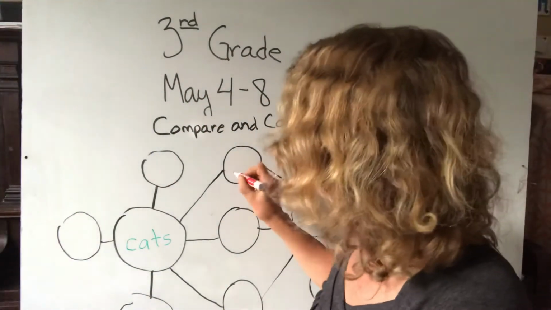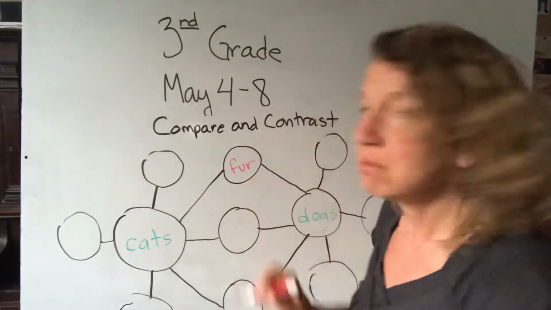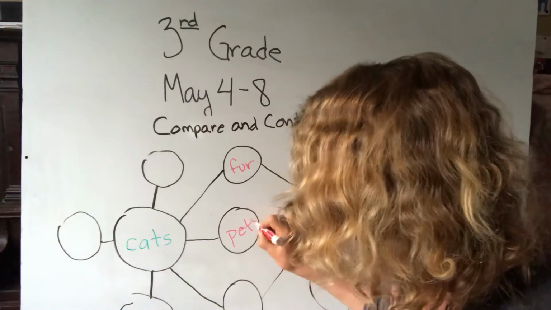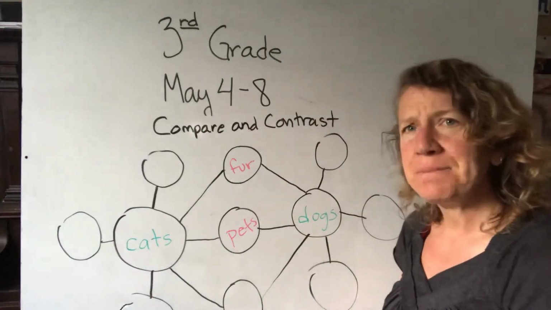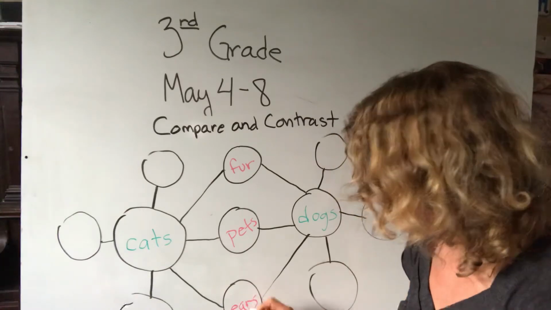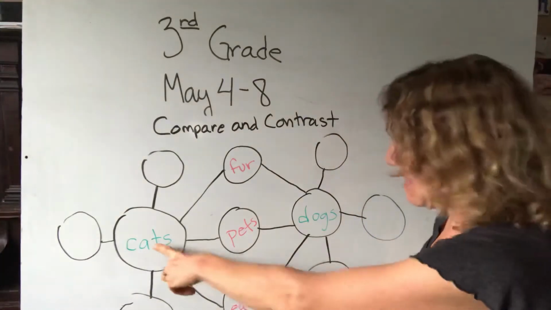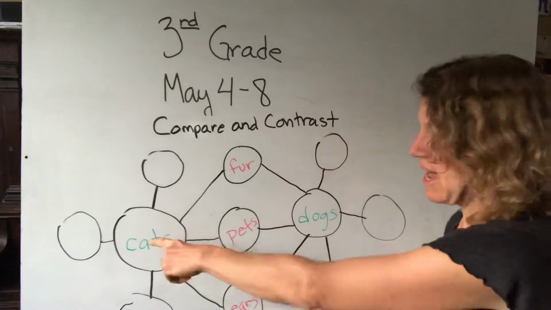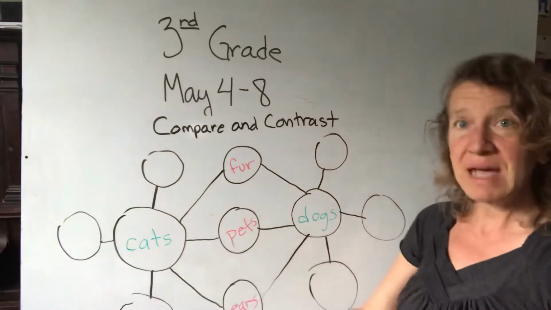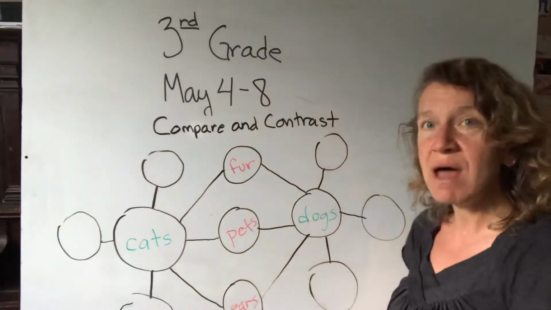They have fur. They are pets. And let me see. They have ears. Cats have ears and dogs have ears. Cats are pets and dogs are pets. Cats have fur and dogs have fur. Okay? These are things they have in common.